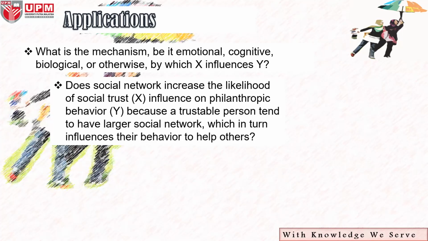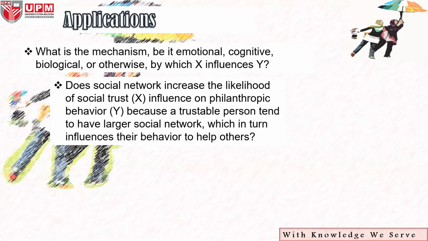Kalau seseorang tu jenis yang mudah dipercayai, dia akan ramai kawan. Bila ramai kawan ni, dia akan banyak social interaction, and then possibly they have friends that are connected to any NGOs that may attract him or her to get involved in volunteerism activity as well. Ini contoh according to theory.